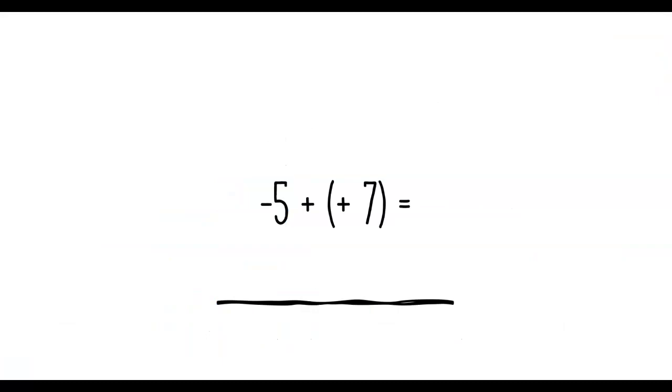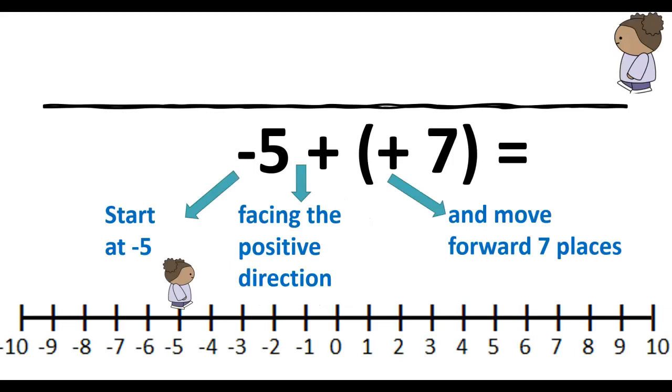All right, this time we've got -5 plus +7. Think about where she's going to start, which way she's going to face. Is she going to face in the positive direction or the negative direction? And is she moving forwards or backwards? If you said she starts at -5, that's fabulous. You are awesome. And if you thought she was going to face a positive direction, that's great. And she's going to move forward 7 places. So come on, Narelle, let's get your walking shoes on.